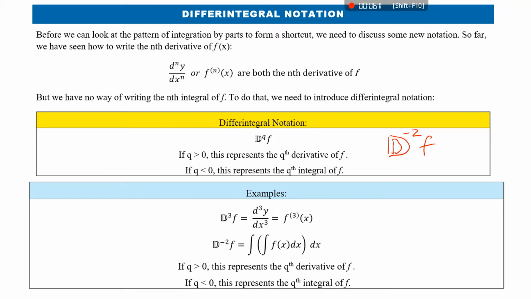Okay, so here's a couple examples. d3f is the third derivative of f. So if this is a function of x and I'm deriving in terms of x, this would be the third derivative of y in terms of x, or the third derivative of your function of x in terms of x. Similarly, if I was going to take the second integral of f in terms of x, I would integrate f of x first, and I would take my answer and integrate that again in terms of x.